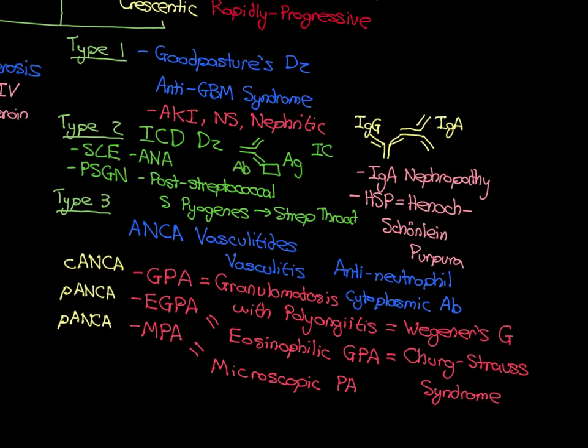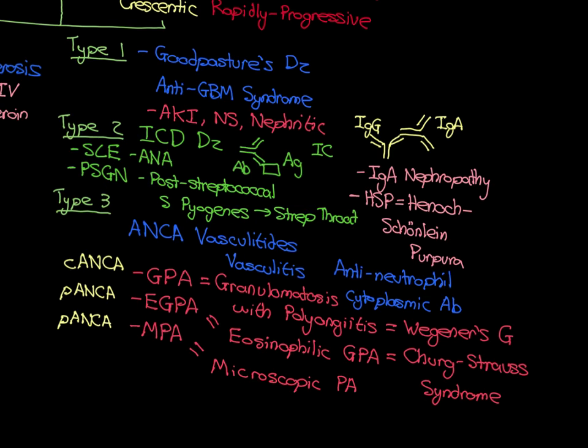Type 3 are autoimmune diseases directed against kidneys that are very poorly understood and are very rare. These are called the ANCA vascular disease. They're associated with these bizarre antibodies, the ANCA antibodies, that we can do blood tests for. There are two of them, C-ANCA and P-ANCA. There are three diseases: granulomatosis with polyangiitis, eosinophilic granulomatosis with polyangiitis, and microscopic polyangiitis. GPA is C-ANCA positive, whereas the other two are classically P-ANCA positive.